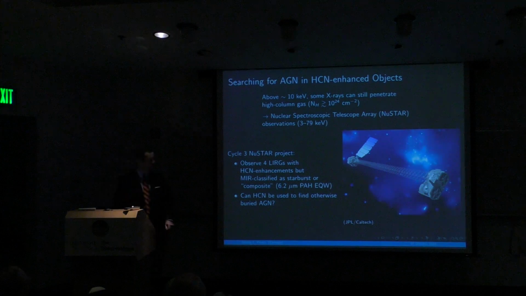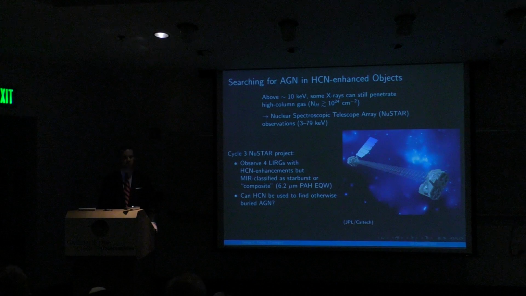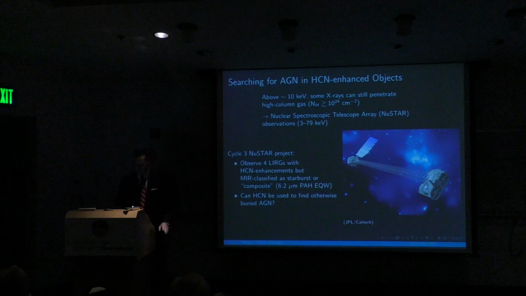And so with that in mind, we went and proposed for NuSTAR observations. NuSTAR is the first imaging hard X-ray telescope. It covers 3 to 80 keV. And the nice thing about this is that above 10 keV, you still get X-rays through relatively high column gas. So even Compton-thick objects will still show some hard X-ray emission, kind of the 20 to 30 keV band and above. So the idea here is basically quite simple.